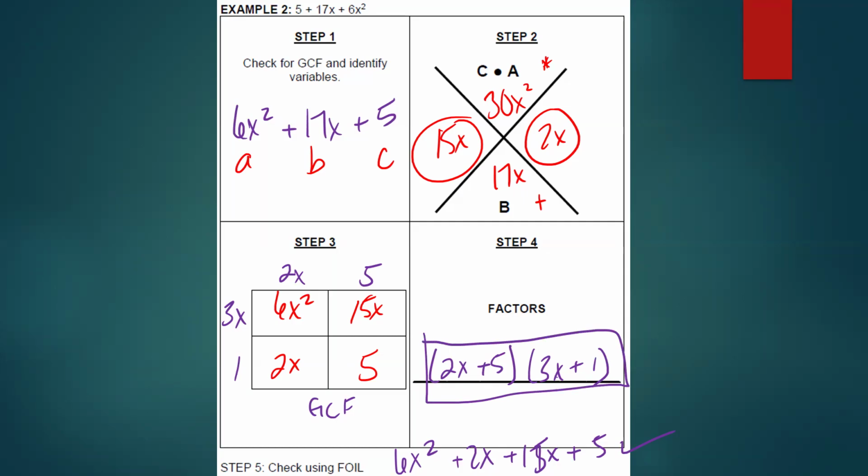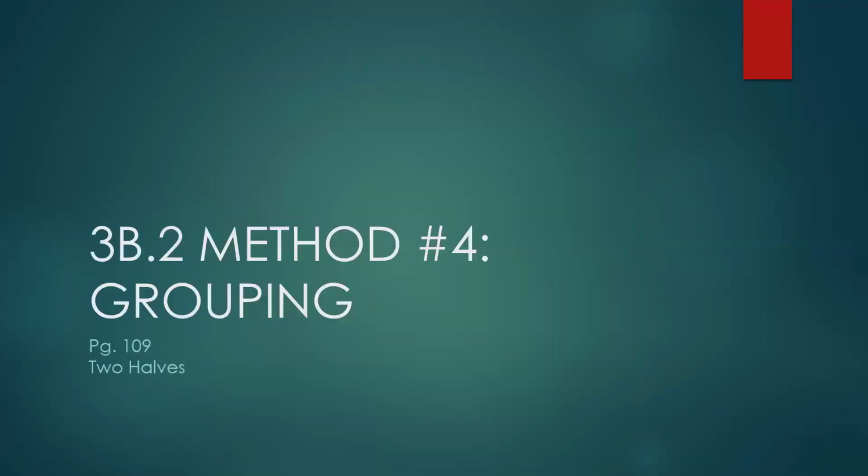This method is really good if you are a visual learner because you see the numbers being broken down, and you're able to put the numbers back together. What we're going to learn on page 109 is a less drawn out method. Questions about this method though? Nope. Okay.